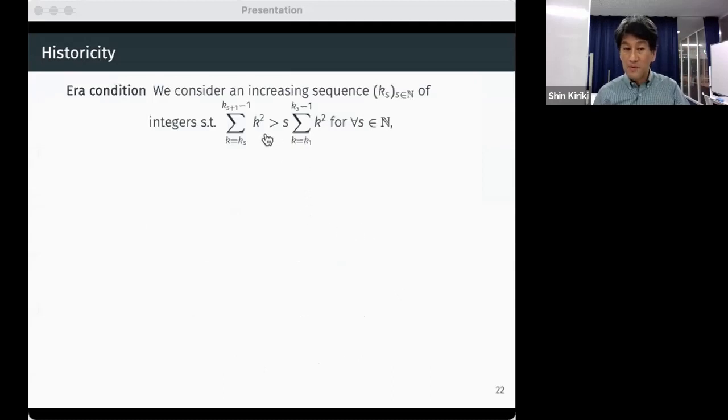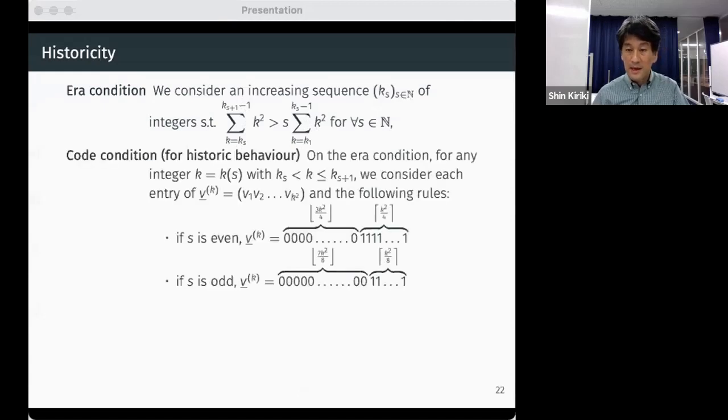In practice, to obtain the historic dynamics, we first consider an increasing sequence k_s of integers satisfying the following condition. Note that this condition provides the situation that the new error from k_s to k_{s+1} is so dominant as to ignore the old error from k_1 to k_{s-1}. Under this error condition, we moreover set the free part of the itinerary to oscillate alternately between even and odd as follows.